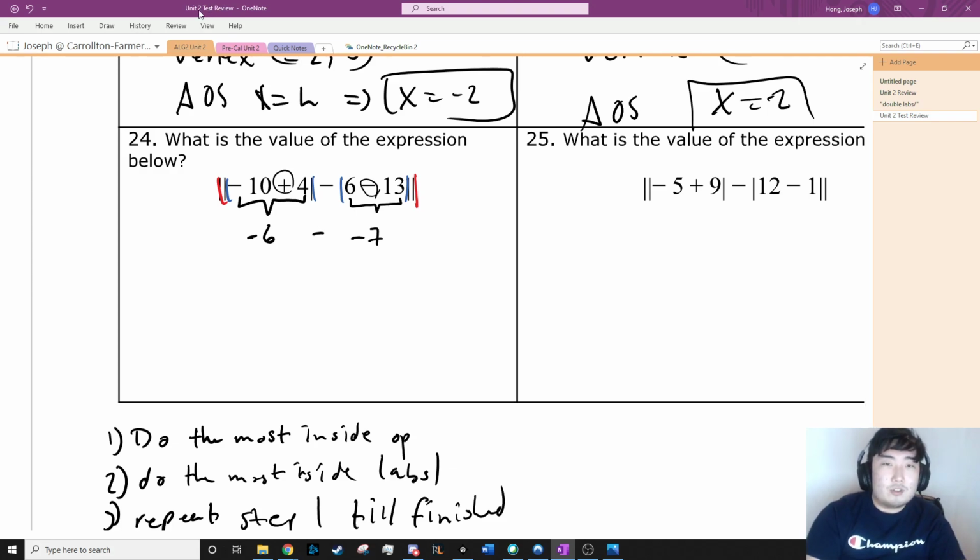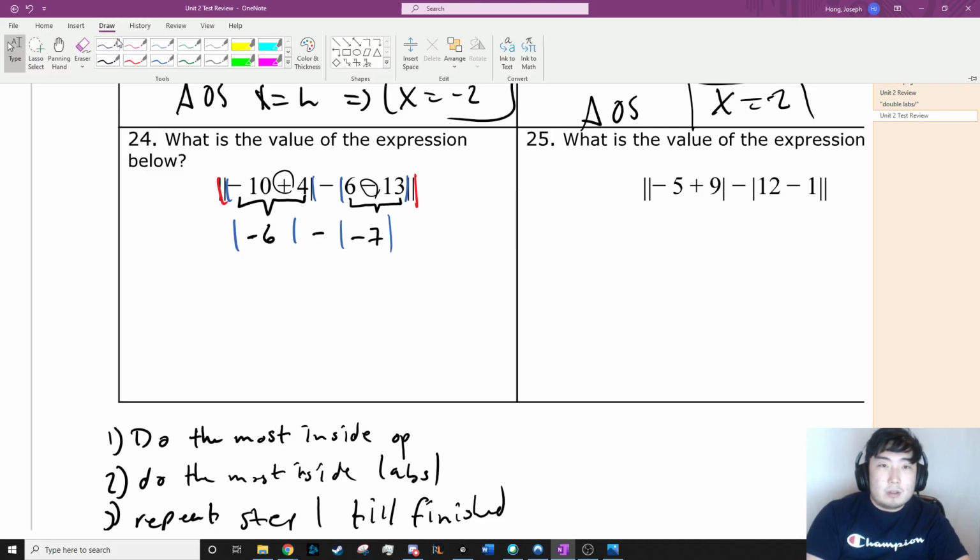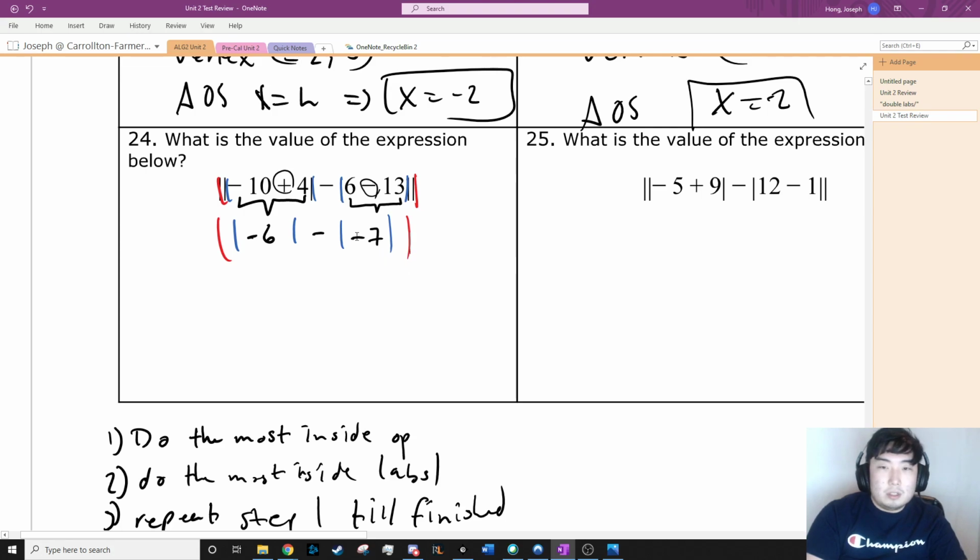I'm going to write the minus, and I'm going to draw my absolute value lines in the same color for fun. So that's step 1 right here. Step 2, I'm going to do the most inside absolute value. So like this -6 right here and this -7, I can take absolute values of that only because they're alone. So the absolute value of -6 is 6. And the absolute value of -7 is 7. This minus sign comes down too because I haven't touched it yet. And the absolute value signs for the reds come down.